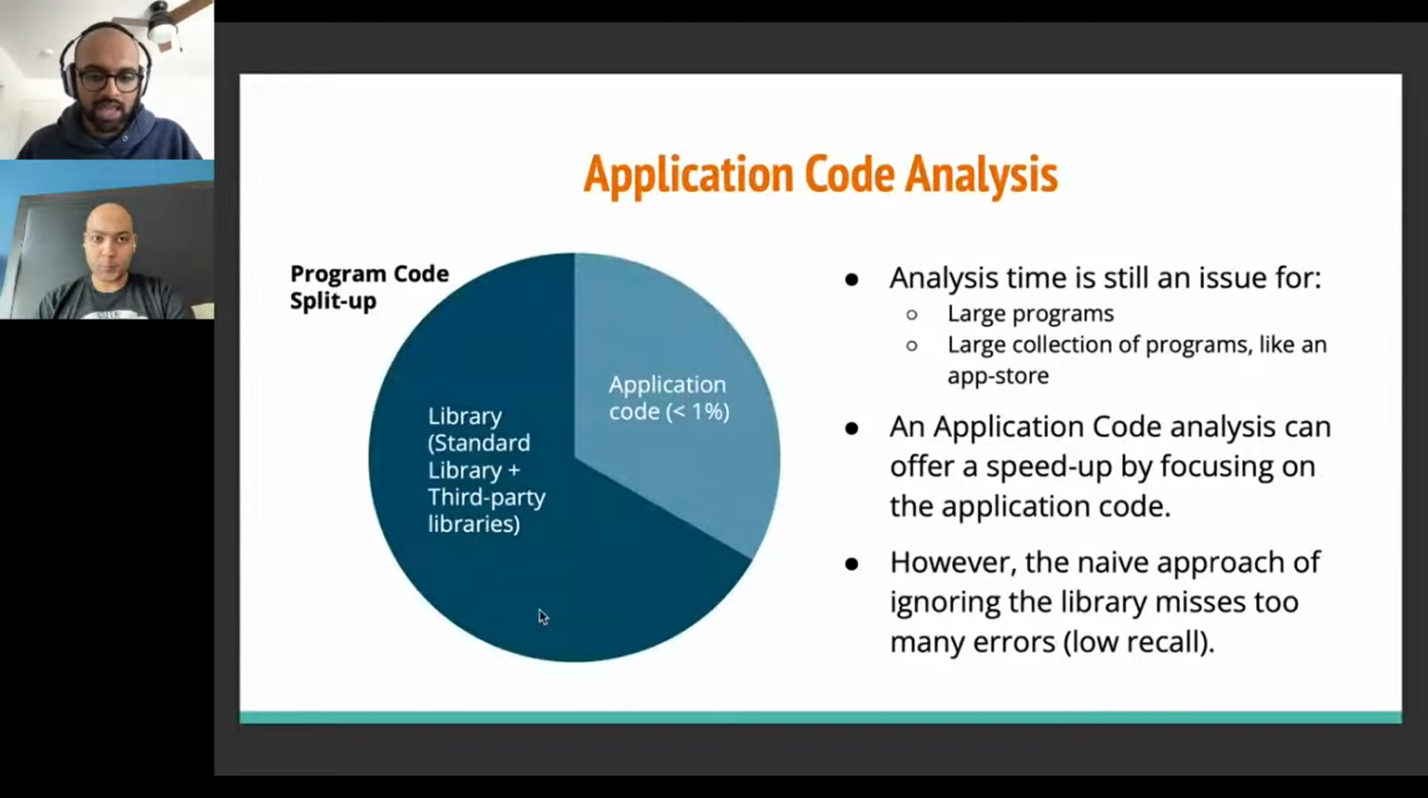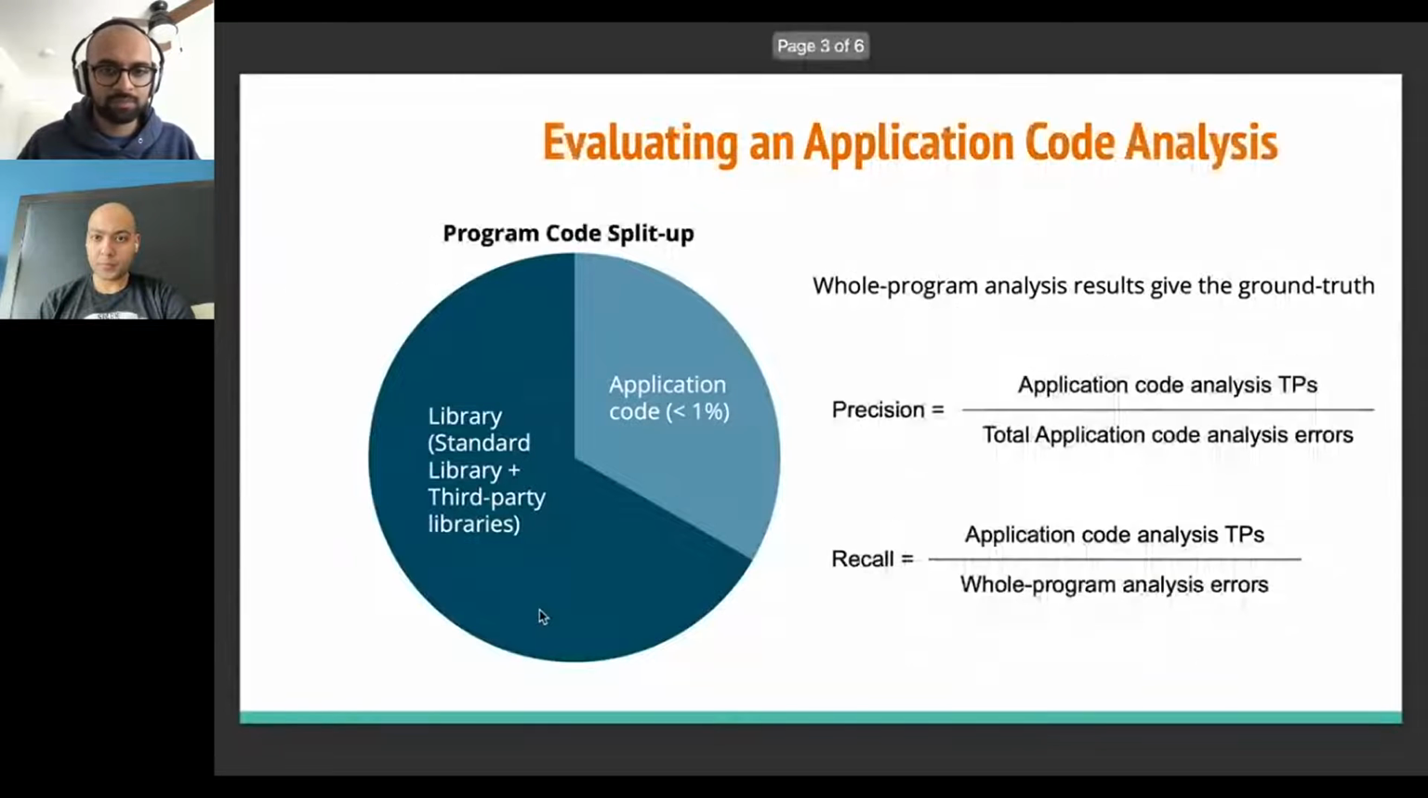However, if we take the naive approach of ignoring the library entirely, we miss too many errors. We get too low a recall. So we still need to model the library somehow. To evaluate how an application code analysis is doing, we use the whole program analysis results as the ground truth, and we define two terms, precision and recall. Precision says out of the application code analysis errors, how many were true positives? And the recall definition says out of all the whole program analysis errors, how many did the application code analysis catch?